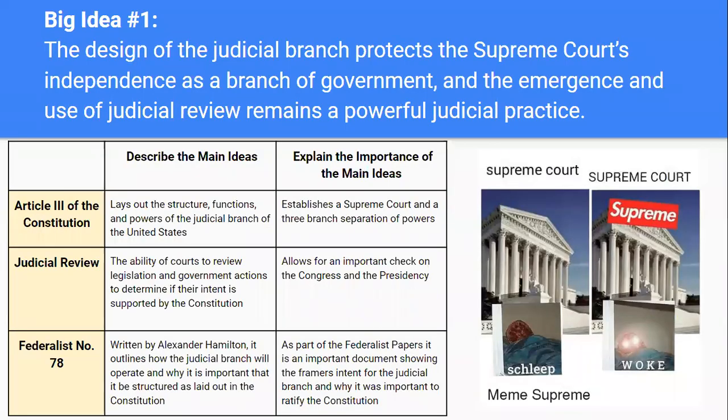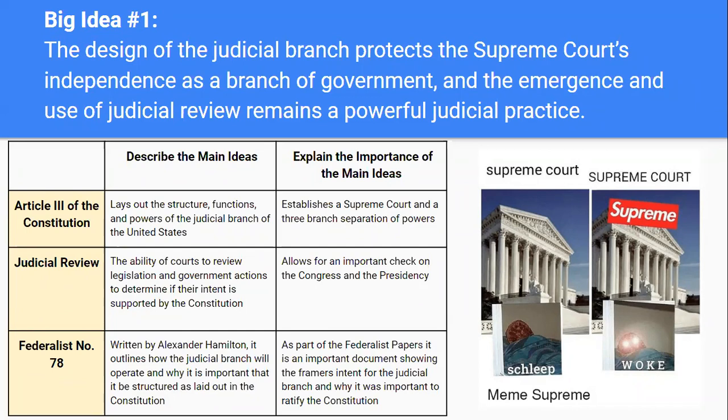Okay. Design of the judicial branch. We talked about this a little bit yesterday too in our institutions of government. Article 3 of the Constitution establishes the judicial branch, right? Which we know there was no judicial branch under the Articles of Confederation. So it establishes a national judicial branch and establishes the Supreme Court as the head of the judicial branch. Okay. And a three-branch separation of powers, Article 1, Article 2, and Article 3.